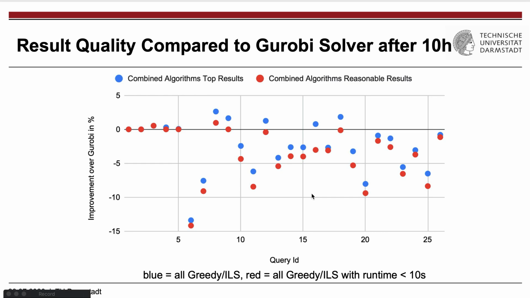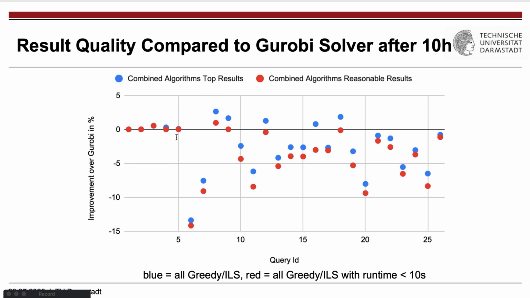We compared the results with the mixed integer linear program, which we fed into Gurobi, and we halted Gurobi after 10 hours. So there are some cases where Gurobi did not provide the optimal solution. At least the iterated local search and greedy algorithms could improve upon the solution of the Gurobi solver, but in most cases the Gurobi solver provided a higher quality than the greedy and iterated local search approaches.